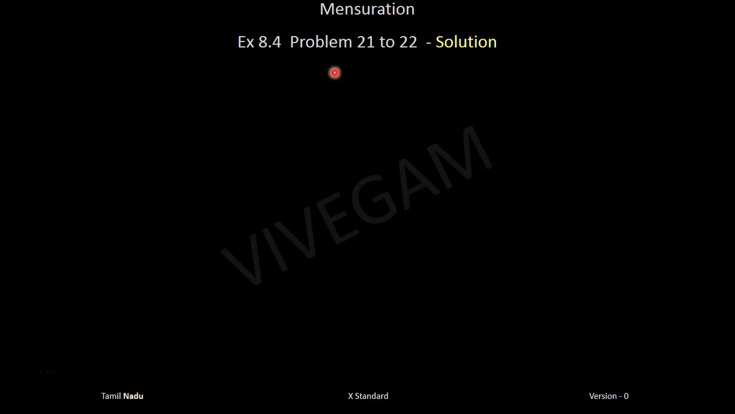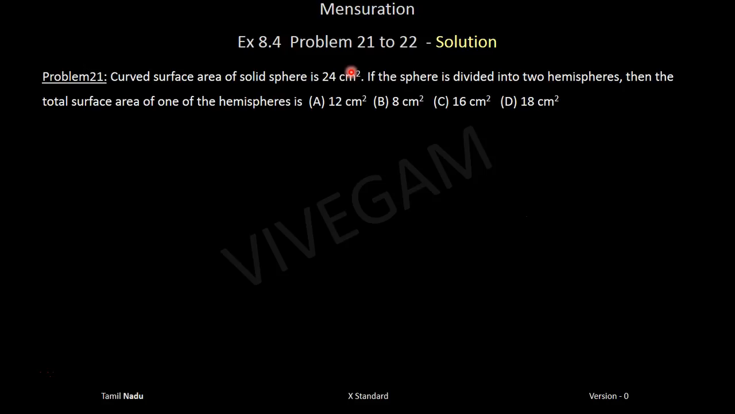Exercise 8.4, problem 21 to 22, solution. Curved surface area of a solid sphere is 24 cm square. If the sphere is divided into two hemispheres, then the total surface area of one of the hemispheres is, they have given us a few options. Curved surface area of the solid hemisphere.